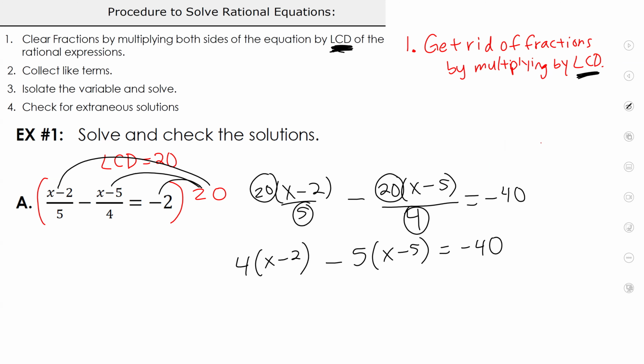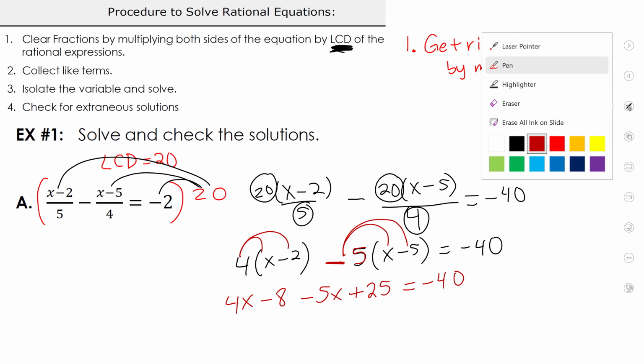So I'm going to distribute. 4 times x is 4x. 4 times negative 2 is negative 8. Think of this whole thing as a negative 5. We're going to do negative 5 times x, which is negative 5x. Negative 5 times negative 5 will give you a positive 25 equals negative 40.